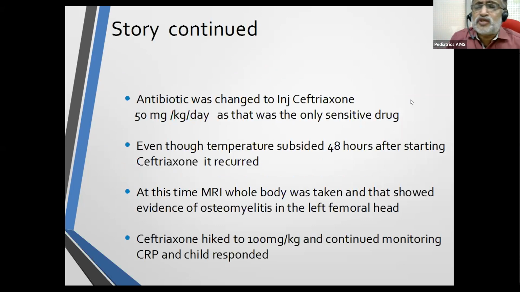And then the question is about this problem. This antibiotic was changed to ceftriaxone for this patient, 50 milligram per kg per day. That was the only sensitive drug. Even though the temperature subsided within 48 hours after starting the ceftriaxone, the fever recurred. At this time, they did an MRI straight away, and that showed evidence of osteomyelitis in the left femoral head. So ceftriaxone was hiked to 100 per kg per day, continuing to monitor the CRP, and the child responded very well after this increase in the dose. They have given it for a longer duration, around 4 weeks, based upon the CRP.